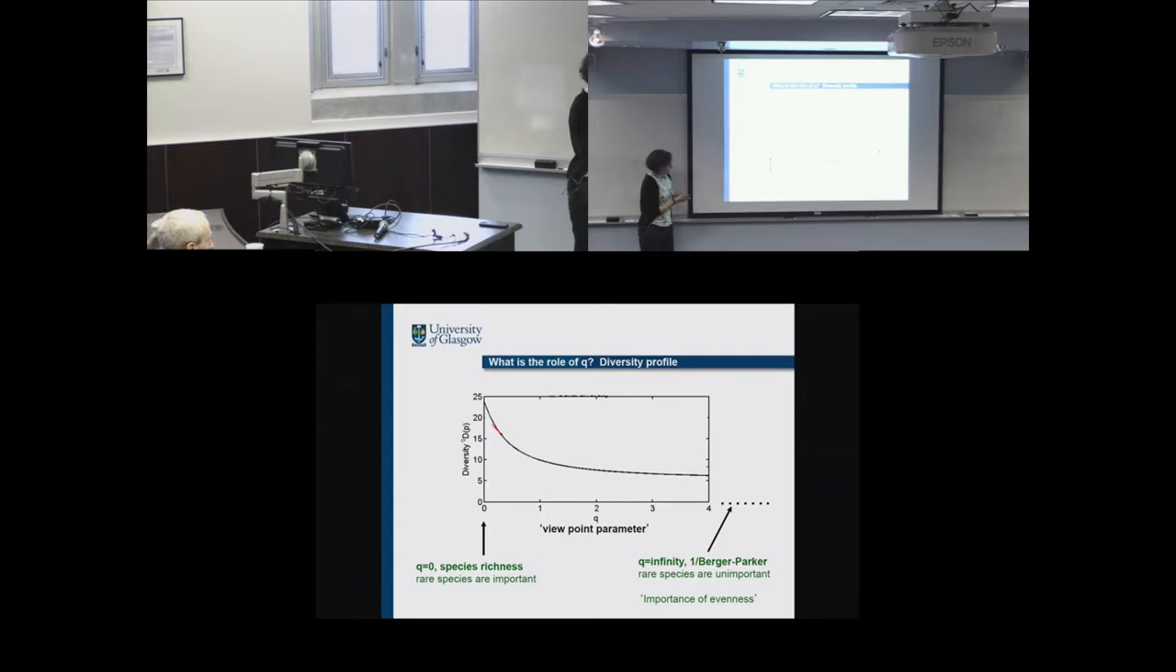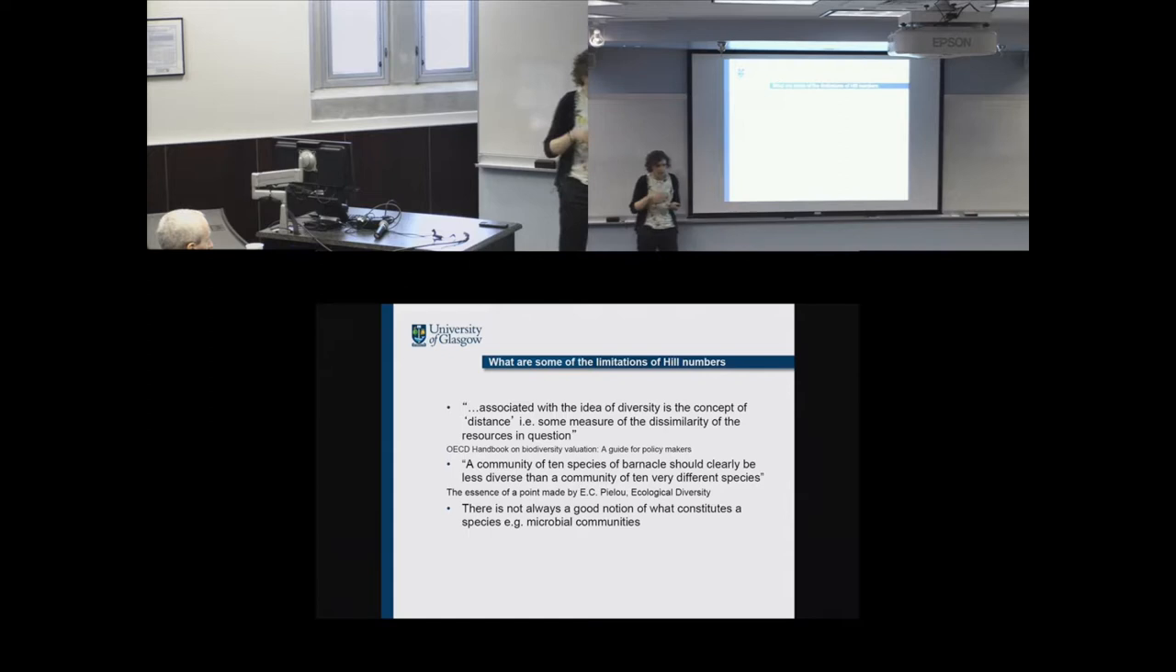But that's all well and good if we can sort of happily define what a species is. Okay. There are definitely instances where we can't really categorize that's a species. Microbes are a good example of that. People have even thought about this in the context of conservation, and have acknowledged that diversity needs some concept of distance, some measure of dissimilarity between the resources or species in question. Okay. For example, if we take barnacles here, if we had 10 species of barnacle, they clearly should be less diverse than if I had a room of, you know, barnacles and starfish and loads of other things, right? So somehow we want to capture that information.